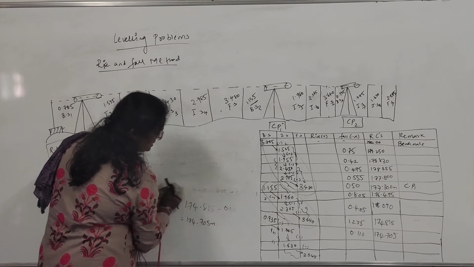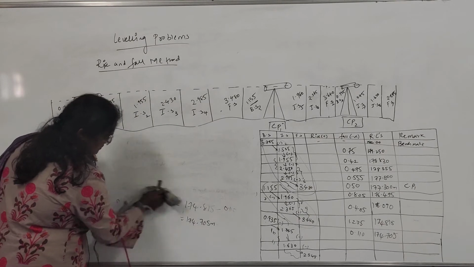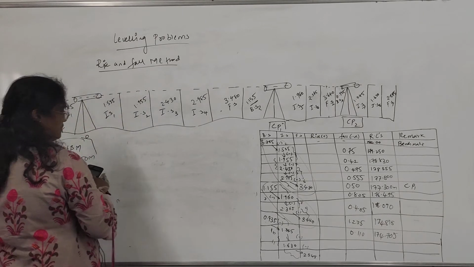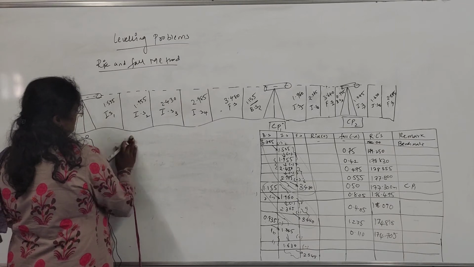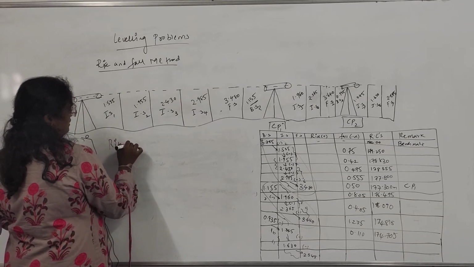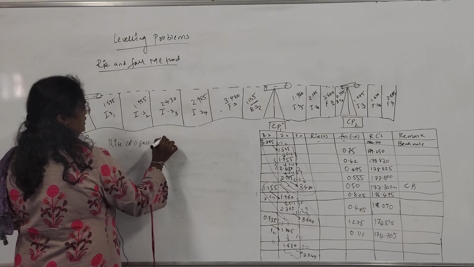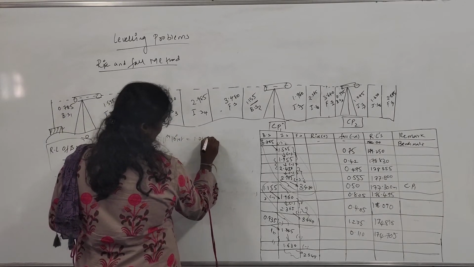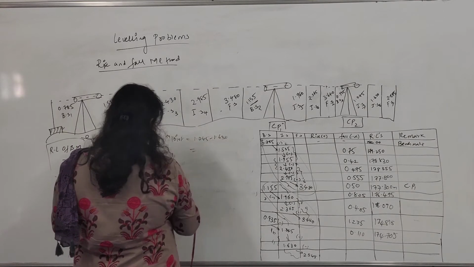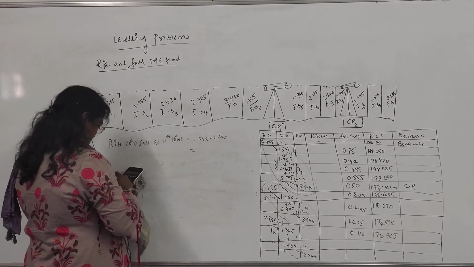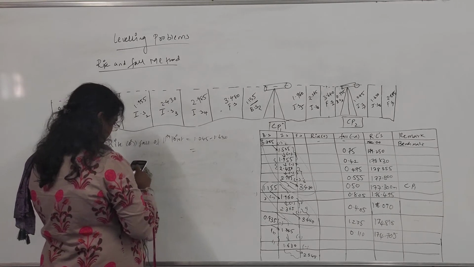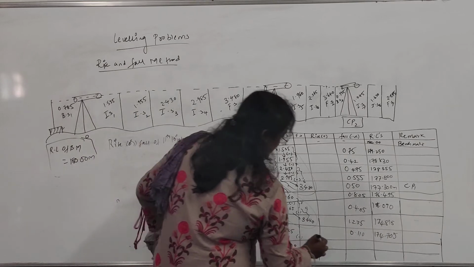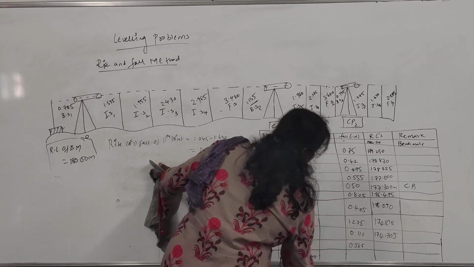Next we need to do for the last two. Rise or fall of the 11th point, that is 1.045 minus 1.630 will give you how much? 1.045 minus 1.630, 0.585 negative, right? 0.585.